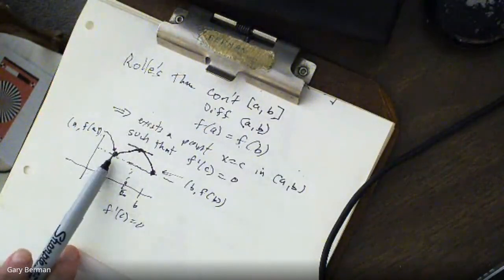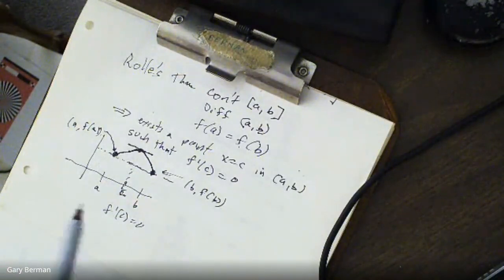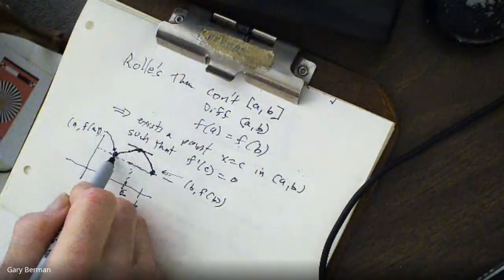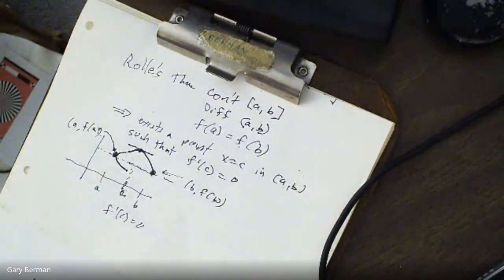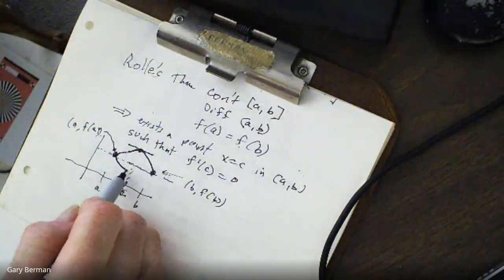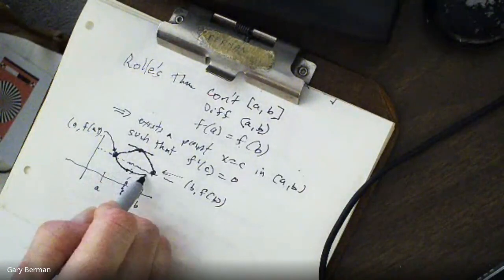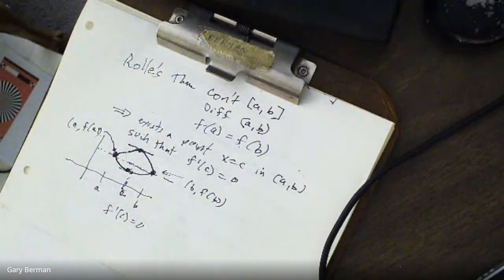How else can this function run from A to B? Well, instead of going up, it could go down. But if it starts off by going downward, it's going to have to turn around in order to come back up and end at the same y value. So there's going to have to be a turning point again. And where you have that turning point, the derivative is going to be 0.